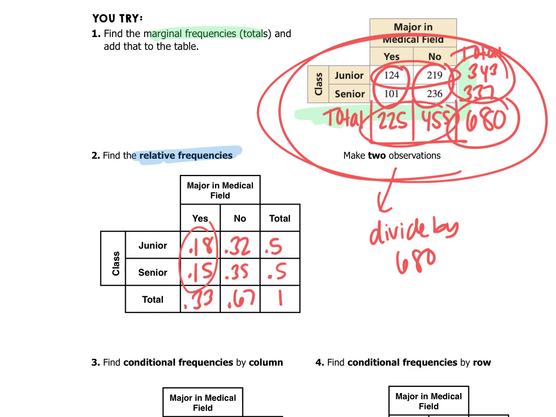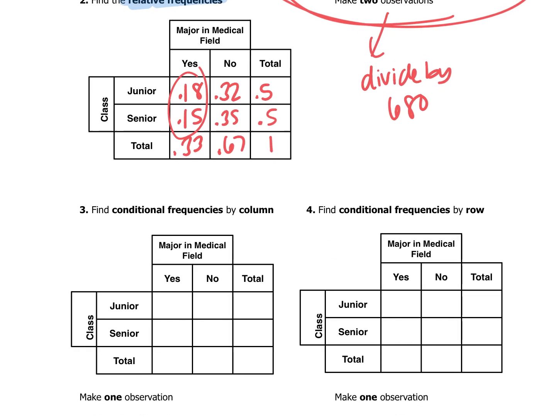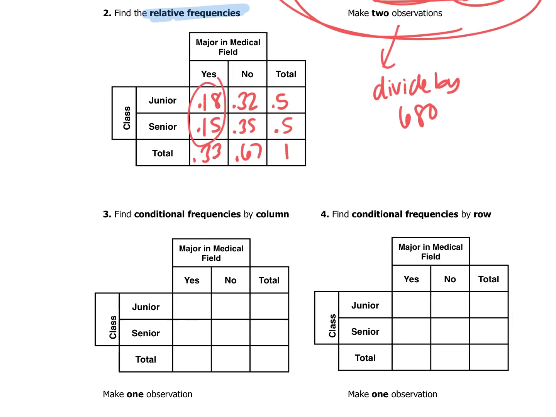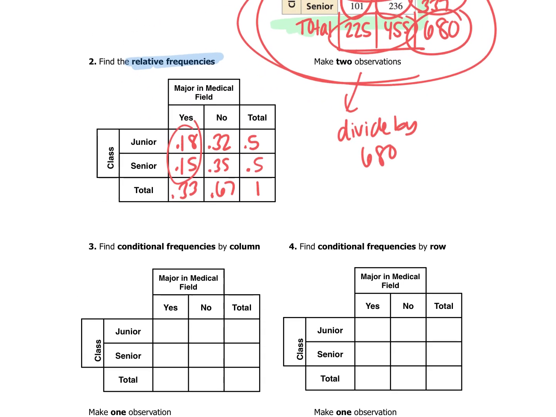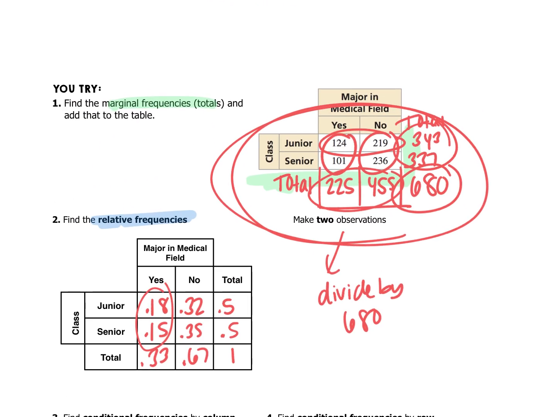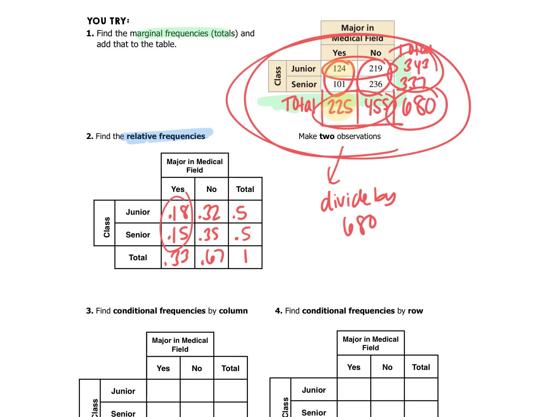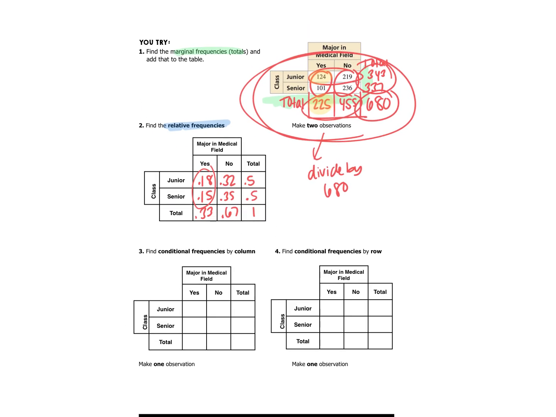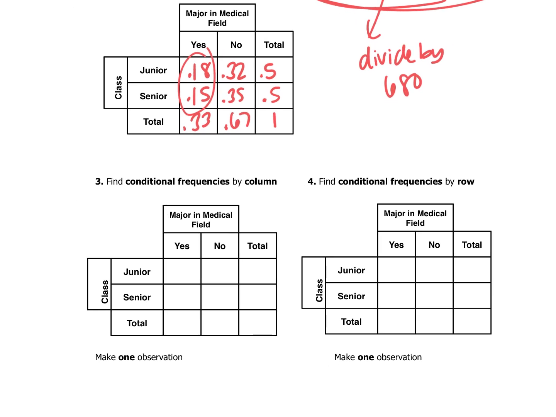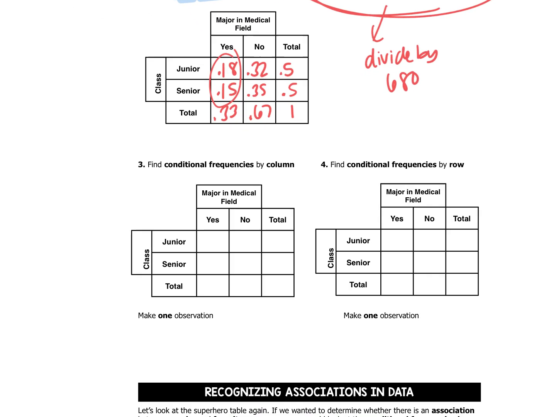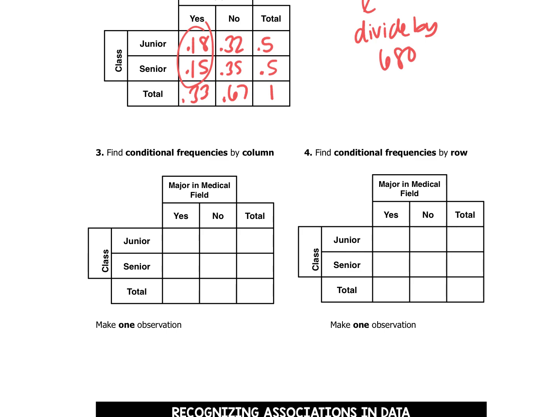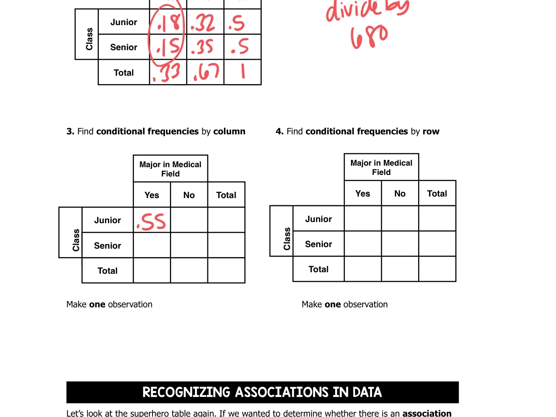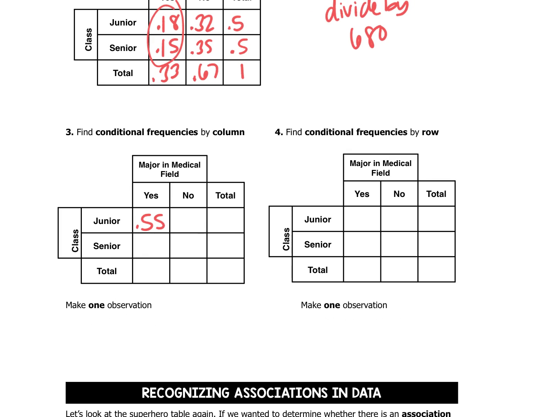Okay. Conditional frequencies is what we did today. So you divide by the column total or the row total. For this first chart, you're going to take each number. So 124, for example, divide by the total of that column. So 124 divided by 225 is 0.55. Then 101 divided by 225 is 0.45.